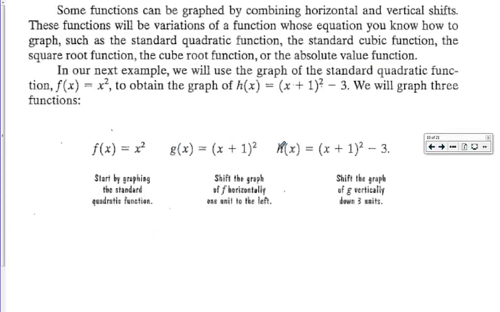Some functions can be graphed by combining horizontal and vertical shifts. These functions will be variations of a function whose equation you know how to graph, such as the standard quadratic function, cubic function, and so on. In our next example, we will use the graph of the standard quadratic function f of x equals x squared to obtain h of x equals the quantity x plus 1 squared minus 3. We'll graph 3 functions. We'll start by graphing the parent function, then we're going to shift it horizontally, and then we're going to shift it vertically. So the parent, horizontal, and then vertical shift.